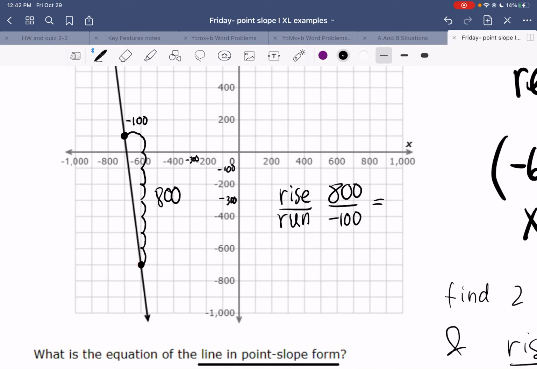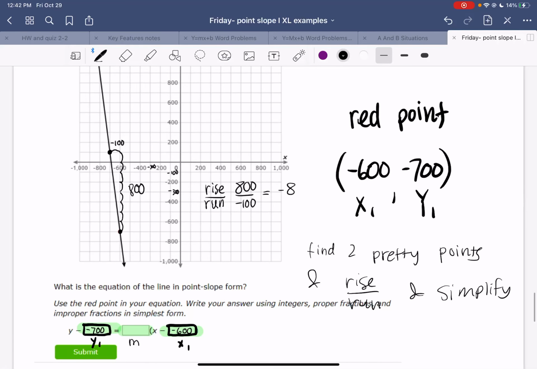So when we simplify that, we're going to have a -8. So our m is going to go here. It's going to be 8. And then you would push submit, and they'd say, awesome job.